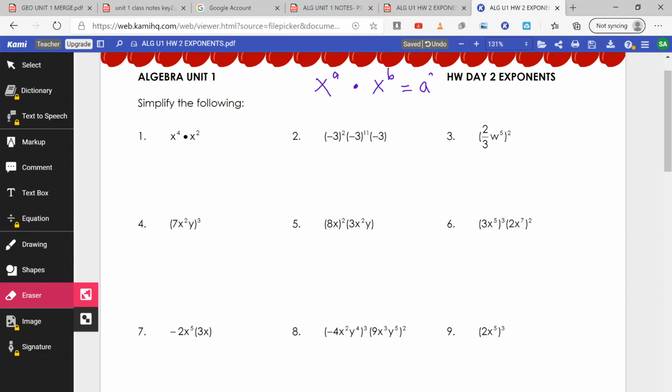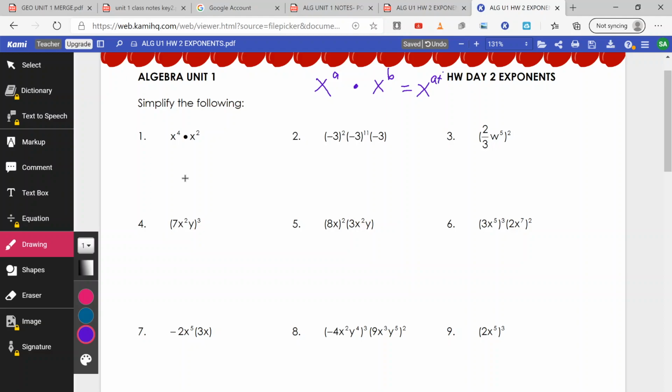So whatever a plus b ends up being, our base will remain x, and we are going to add a plus b. The other format we had was x to the a, whatever it happens to be, and we are raising it to the power of b. In this situation, we are going to multiply our exponents. So x to the a times b.